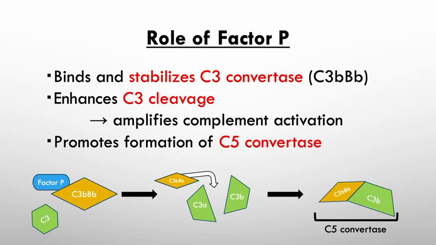As C3b accumulates, C5 convertase is formed, which then triggers the assembly of the membrane attack complex, MAC. Because factor P supports the formation and persistence of both C3 and C5 convertase, it plays an essential role from the early to late stages of the complement cascade.